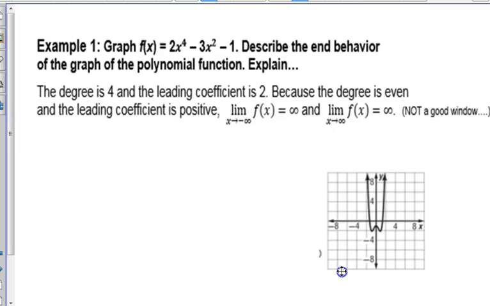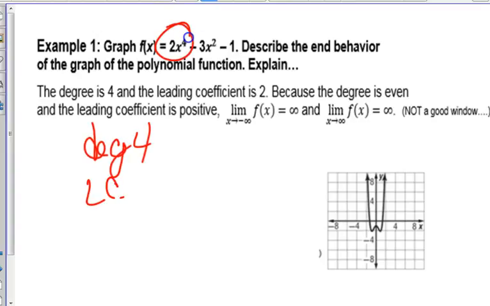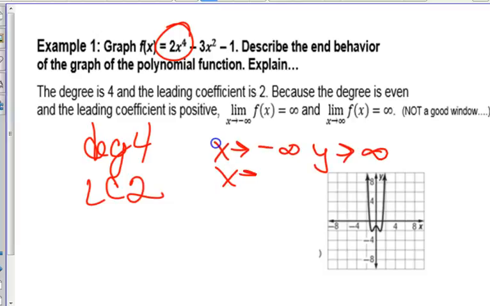All right, back to the end behavior thing really quickly. This is a degree 4 with a leading coefficient of 2. It's a positive 2, so both ends are up. So we write as x is on the left, y approaches infinity. As x is on the right, y is approaching infinity. Everybody okay? It's already in your notes there, right? Done for you?